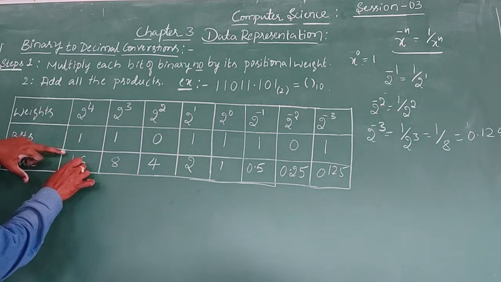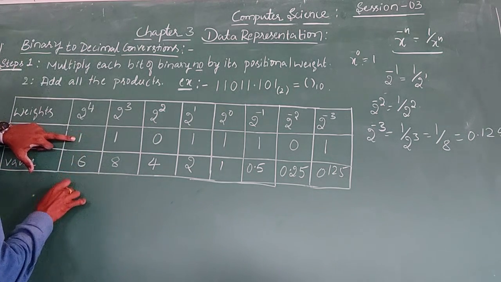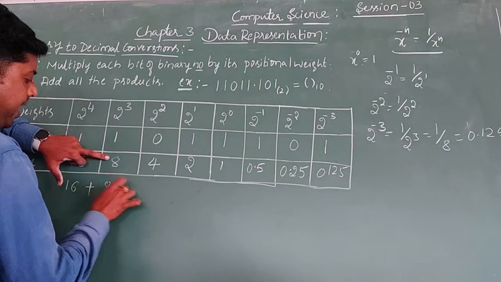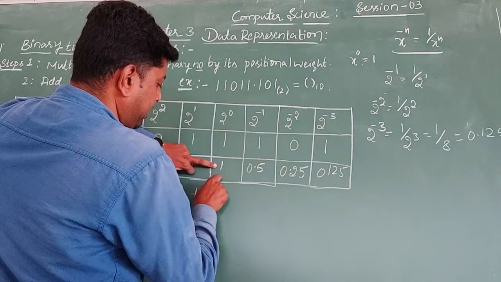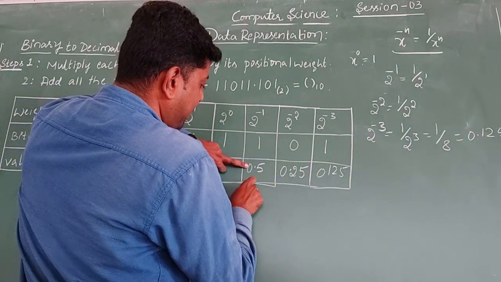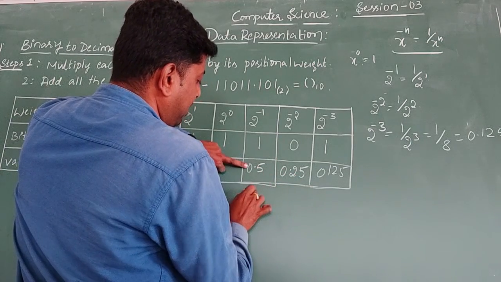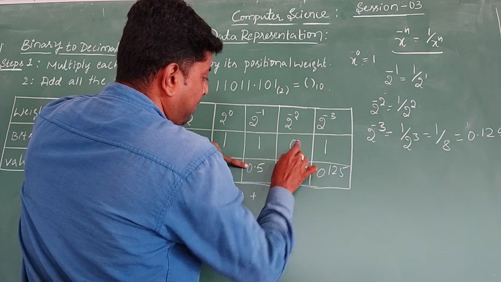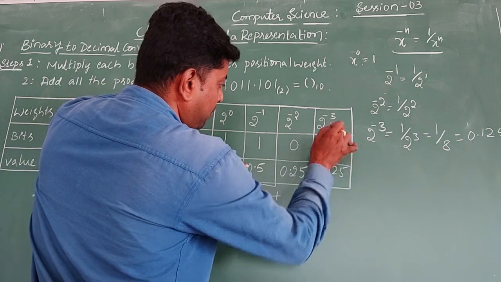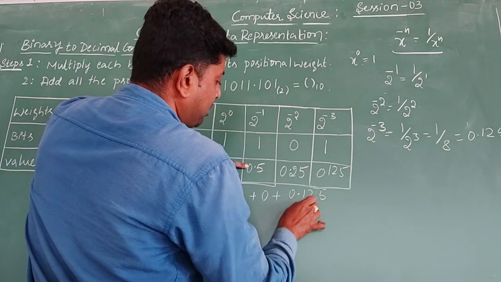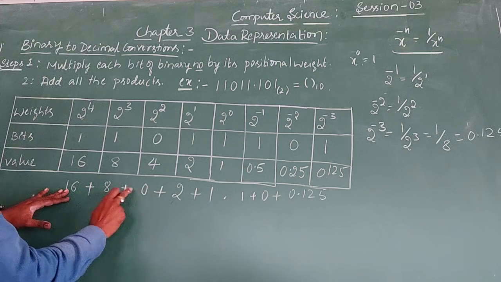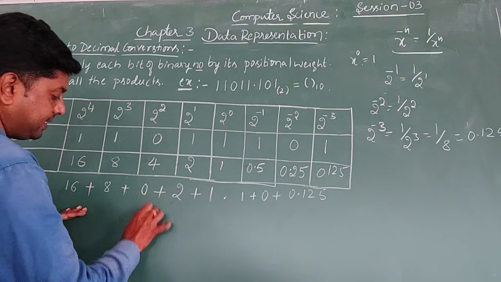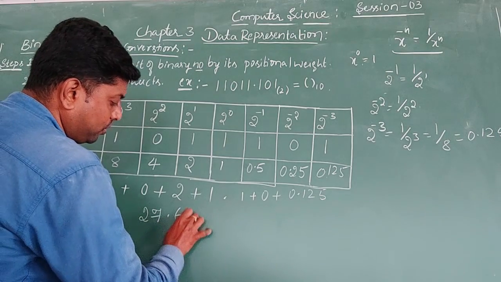Just now add. Wherever 1 is there, you just multiply the number. 16 into 1 is 16, plus 8 into 1 is 8, plus 4 into 0 is 0, plus 2 into 1 is 2, plus 1 into 1 is 1, plus 0.5 into 1 is 0.5, plus 0.25 into 0 is 0, plus 0.125 into 1 is 0.125. So 0.5 plus 0.125 is 0.625. 16 plus 8 is 24, plus 2 is 26, plus 1 is 27. 27.625 will be the answer.